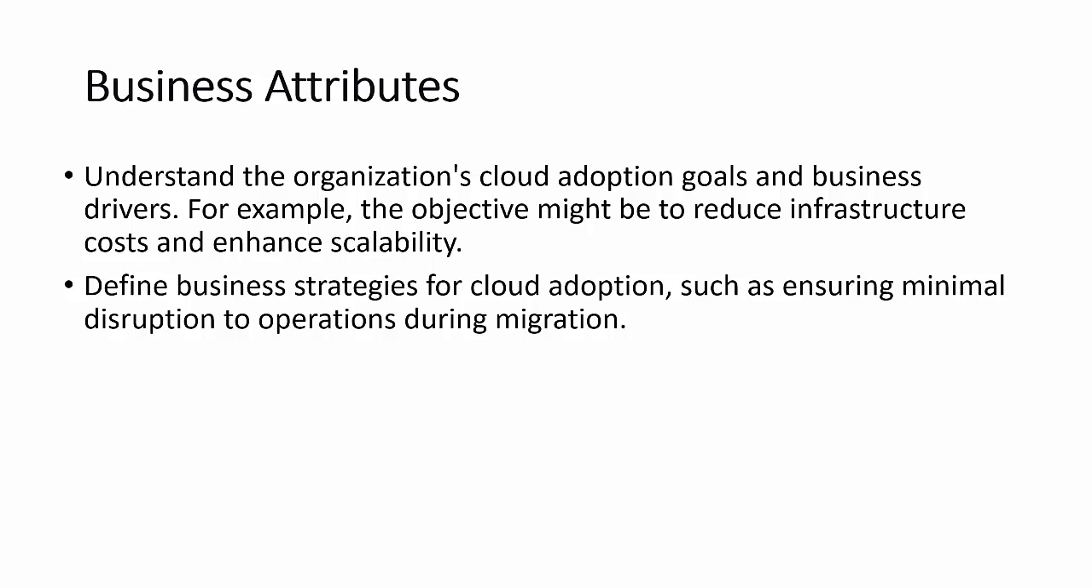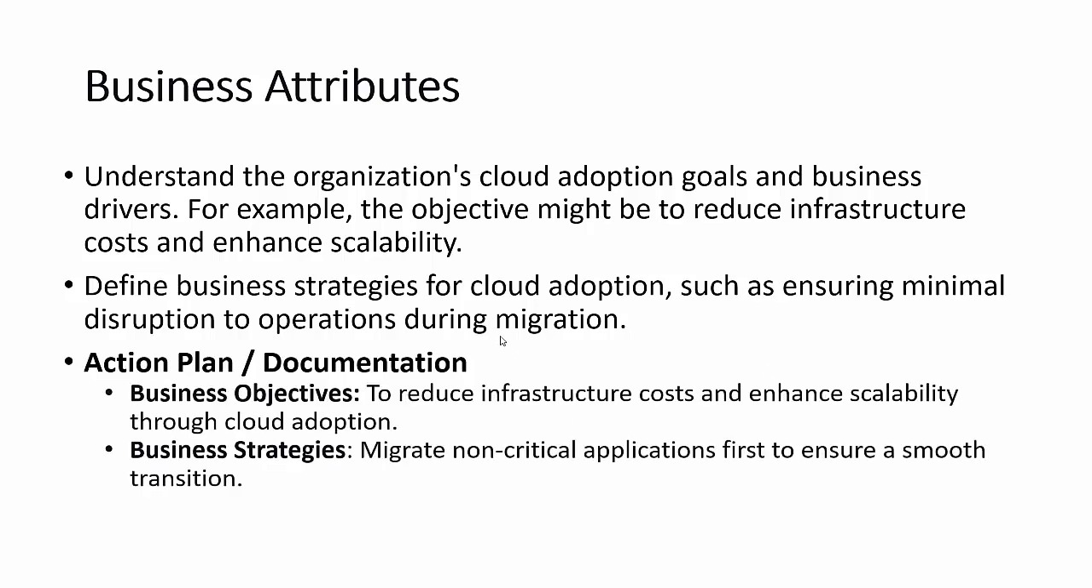So I adopted SABSA, and SABSA says that first you need to understand the business. So understand the organization's cloud adoption goals and business drivers. For example, I spoke to the business owners. They want to save cost. They want better availability and accessibility, which cannot be possible with their existing infrastructure. So from there, I got visibility: their ultimate goal is to reduce the cost and improve the availability. I referred to SABSA, and SABSA says to understand the business attribute. Business attribute basically means characteristics. So what I did here is I defined the business strategy for cloud adoption, such as ensuring minimal disruption to operation during a migration. So what is the action plan?